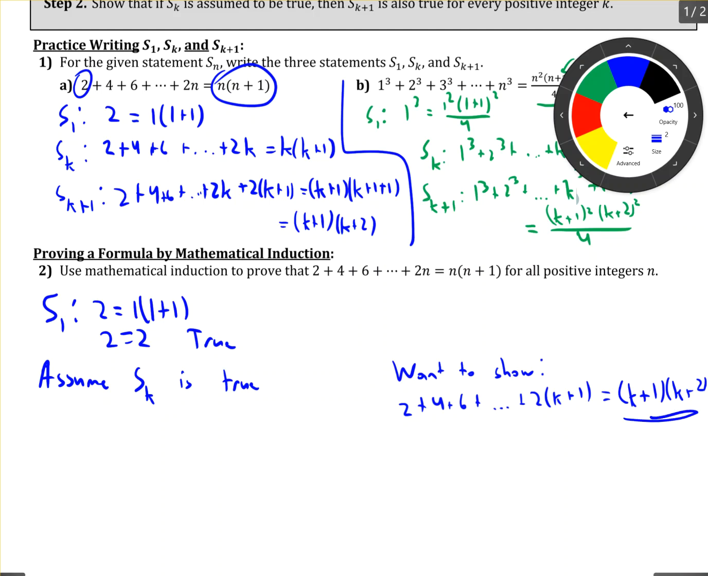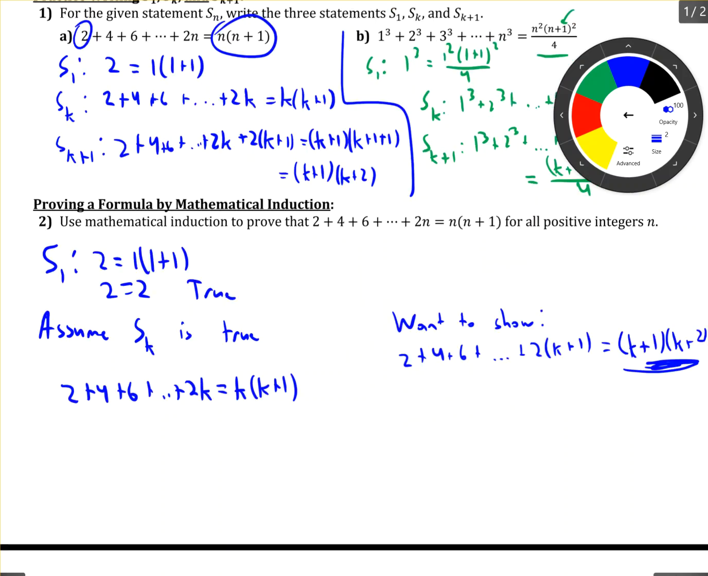Basically, I'm trying to get to this point right here. Now, we don't get to assume this is true. We need to prove that's true. We do get to assume that S sub k is true. So we get to assume that 2 plus 4 plus 6 plus dot dot dot plus 2k is equal to k times k plus 1. We get to assume that. Now what we've got to do is somehow use that to show that S sub k plus 1 is true.